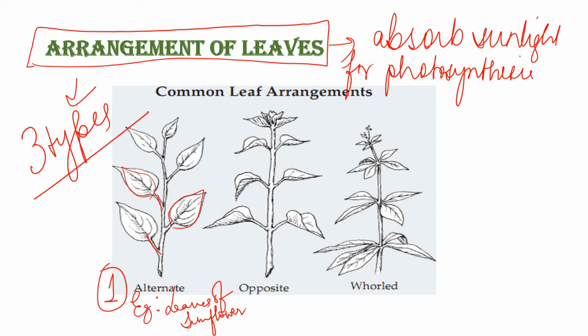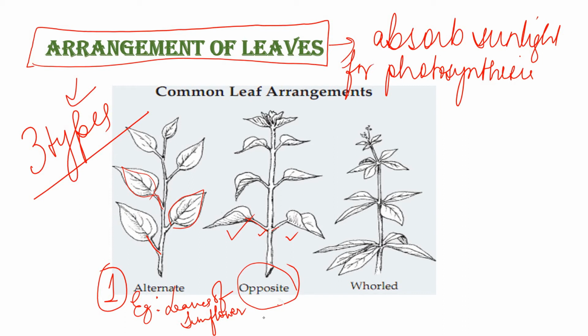What can we see? That in this type of arrangement, on a single node, two leaves are present, making it a pair. So can we see that this is one node and this is another node, and the leaves are opposite to each other. What did we see in the previous one? That from one single node one leaf comes out, but here we can see that from one single node two leaves come out, that too in an opposite direction, right?